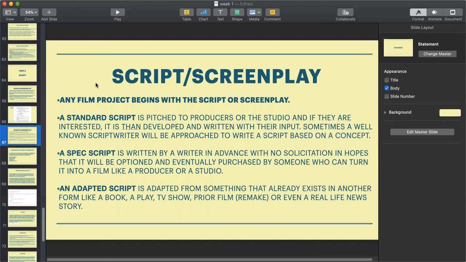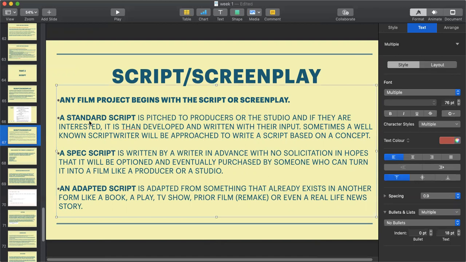So standard script is basically, sorry, I just made a mistake in explaining this. Standard script is when someone is telling you to write a script. Okay, a producer or a studio has told you to please write me a script based on this kind of thing. And standard scripts are written generally by well-known script writers.